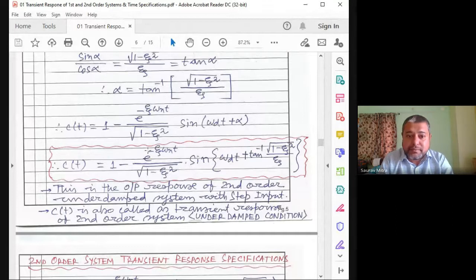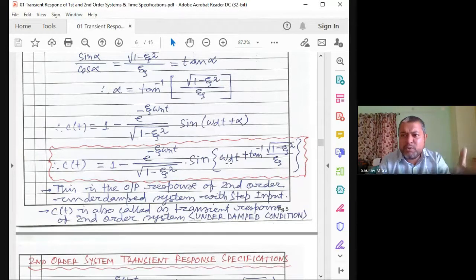Don't worry about that. E raised to minus zeta omega n t. Let's say omega n is equal to 10 radian per second and zeta is equal to 0.1. Okay, so omega n into zeta is equal to 0.1 into 10, that is 1. Okay, so e raised to minus t, in that case we are going to get. Here also, if omega n is equal to 10, you can calculate how much is omega d because zeta is equal to 0.1. So in that case zeta will be very small, and calculate this. So don't get very tensed looking at this formula. Here it is nothing but e raised to minus at sine bt, that kind of a thing.